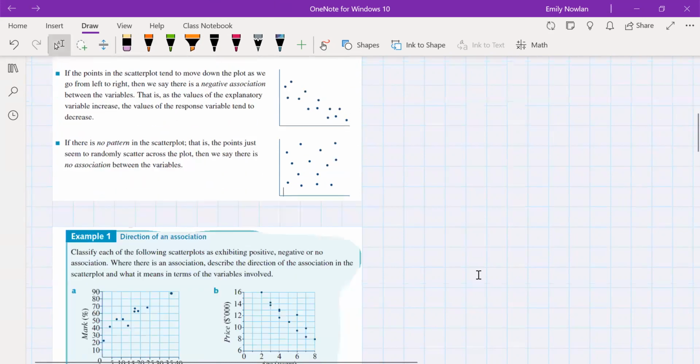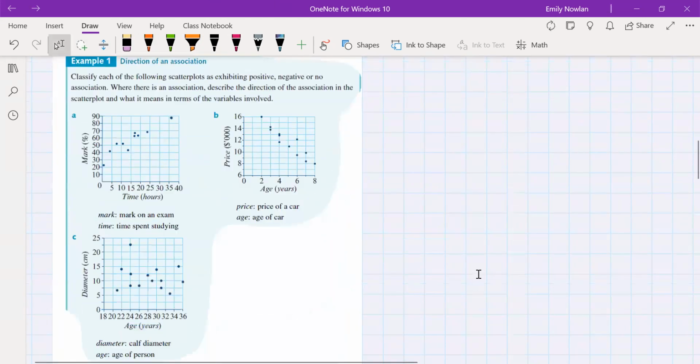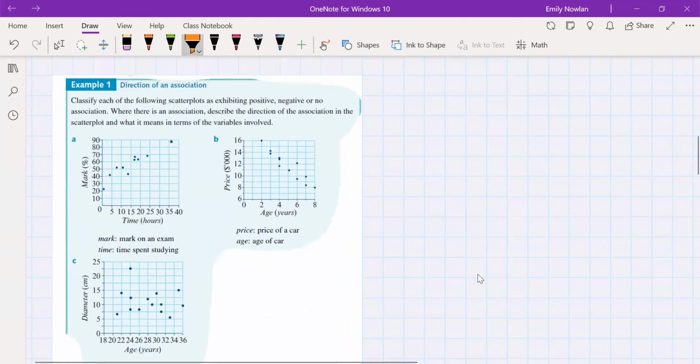Here are some examples of what they might be. The first one is a positive association, like the one we looked at before. You would think the longer you spend studying, the better your marks will be in the end. This one is a negative association, going down this way, because as the age of the car increases, the value of the car decreases.